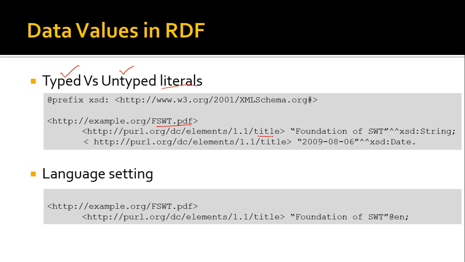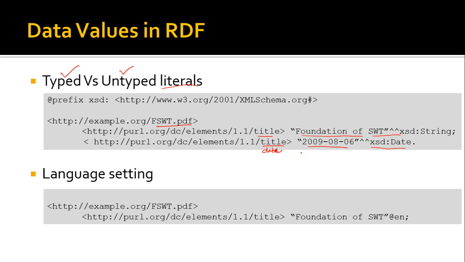Now it has got a title, and the title has got the value like foundations of SWT, which is of type XSD string, right? And we are describing the, sorry, it will be date. It should be date. The date of publication of fswt.pdf is something like this, which is a string, but we have mentioned explicitly that it is a date type data.